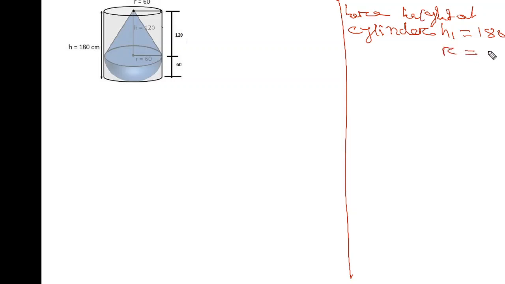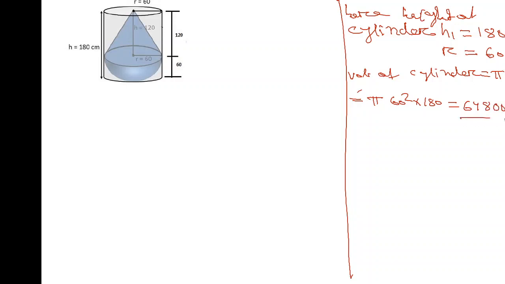R equal to 60. So volume of cylinder, you know the formula, pi r square h, will be equal to pi r square, r is your 60 square into h is your 180. You please multiply it, it will be equal to 648,000 pi cm cube. So this is the volume of the cylinder.